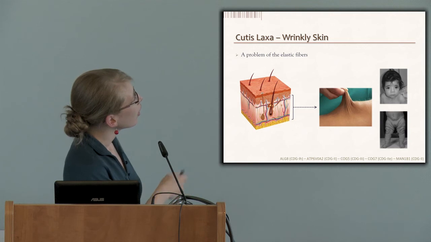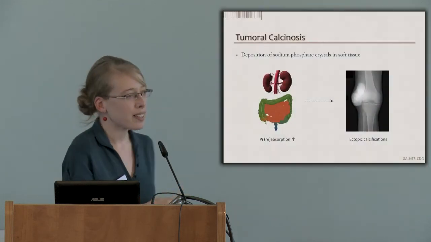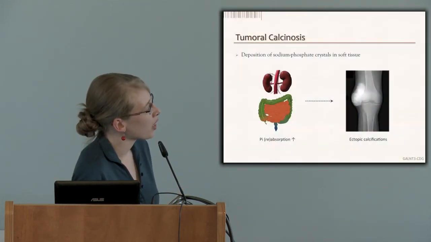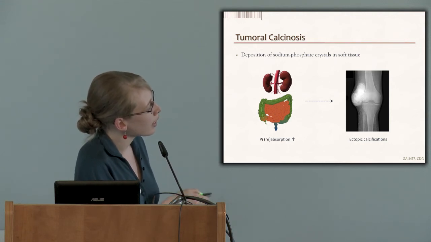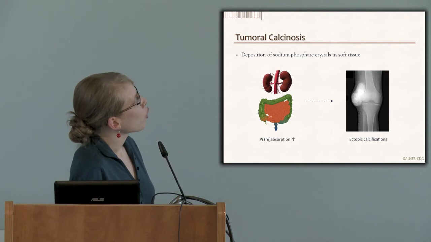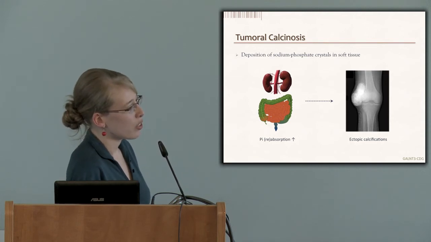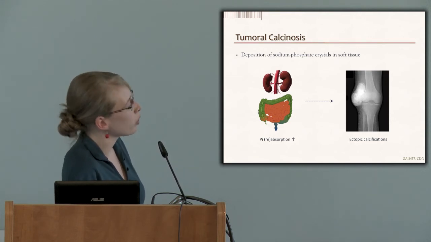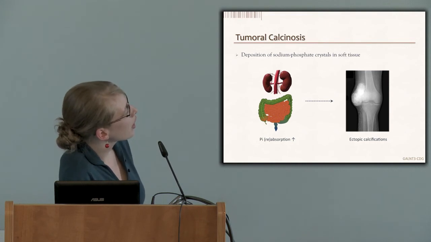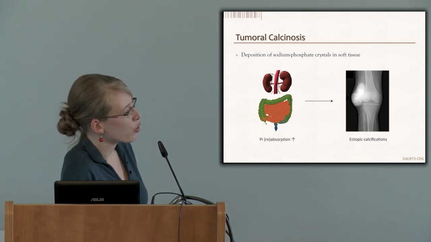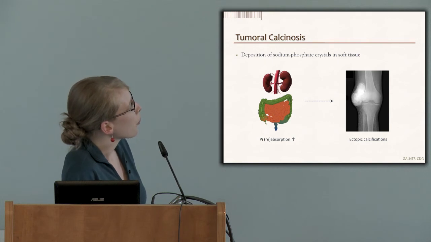Next problem, and this is not so frequent. It's also not a problem of the N-glycosylation pathway. It's called tumoral calcinosis. Again, fancy words. Sorry for all the difficult words in my presentation. It's a problem of phosphate in our body.